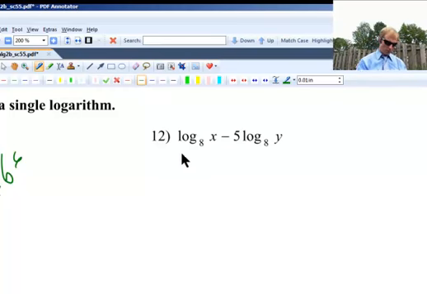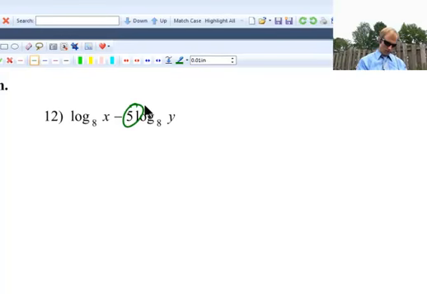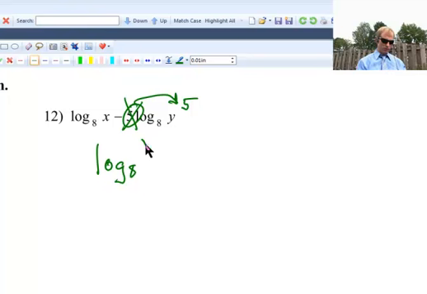Okay, in the next problem, once again I have a difference, so I'm going to turn that into a quotient after I take the multiplier and make it an exponent for the argument of the log. And now I'm ready to write my quotient, and I'm all set.